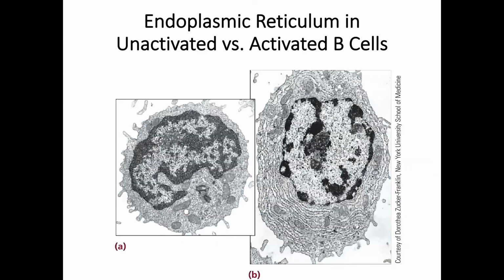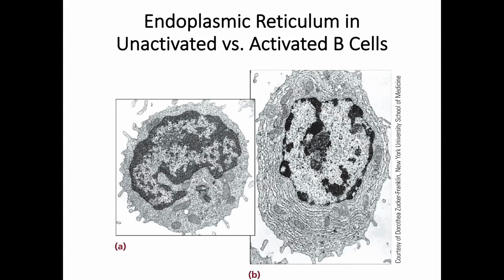I would like to show you how the structure of an organelle correlates with cell function. These are two electron micrographs of B cells. Notice that they are quite different. One is unactivated and the other is activated. Functionally, the activated B cells make antibody, which is a protein, right? But unactivated B cells do not, okay?